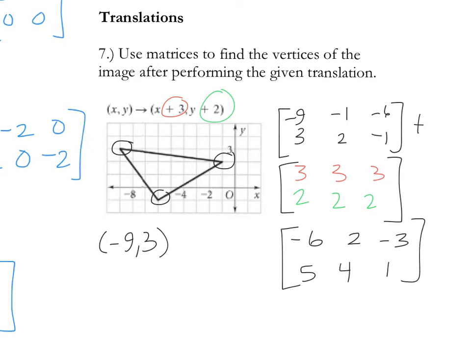So if I had it be A, B, C, this would be A prime, B prime, C prime, and you would graph that. So you do want to graph the image when it's done, but I just want to save time here.